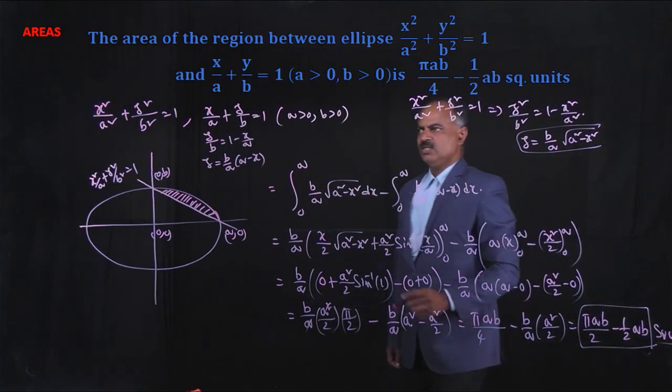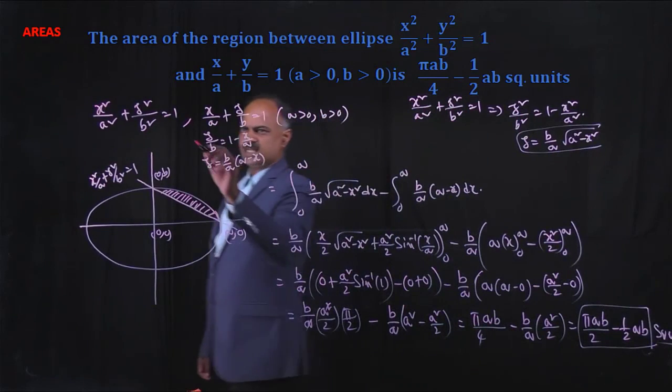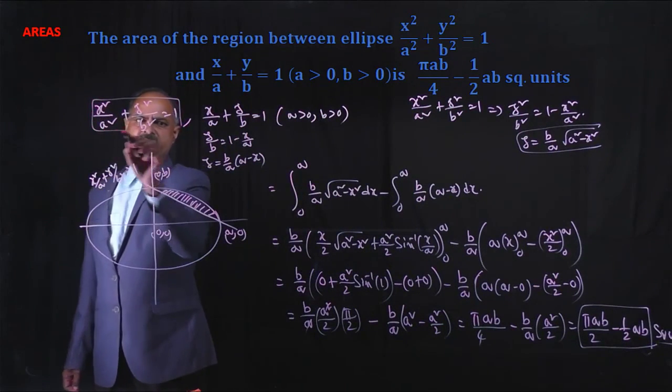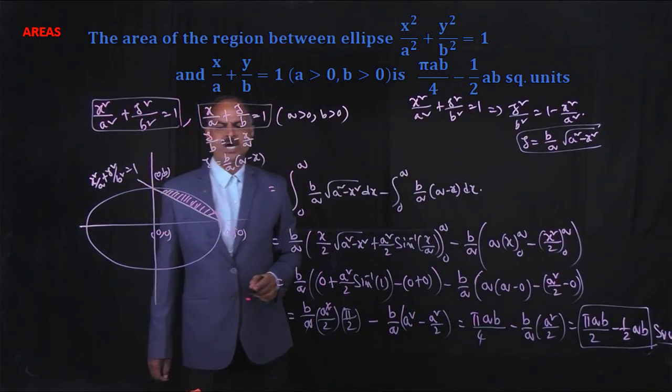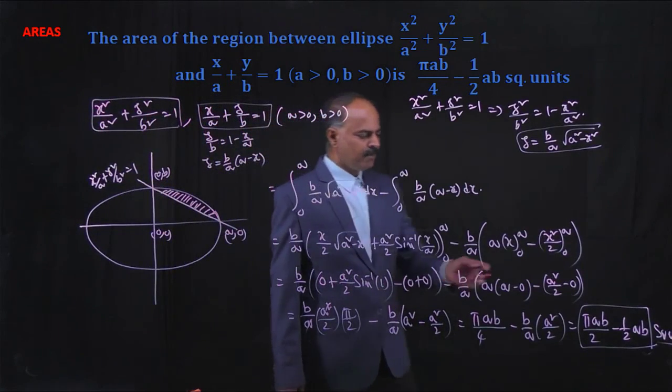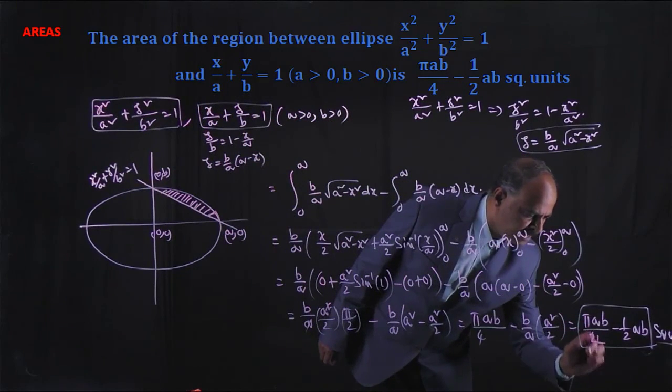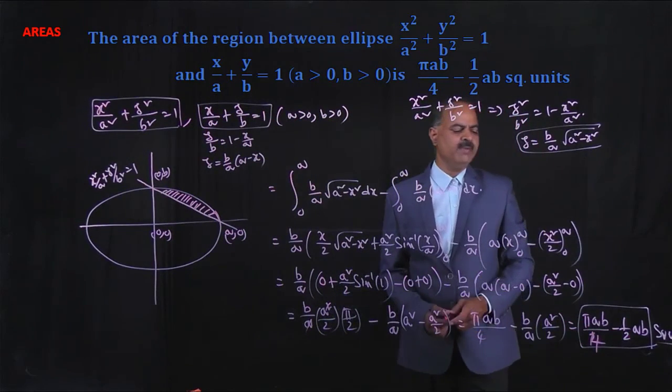So therefore the area between the ellipse x square by a square plus y square by b square equal to 1 and the line x by a plus y by b equal to 1 in the first quadrant is pi ab by 4 minus half ab square units.